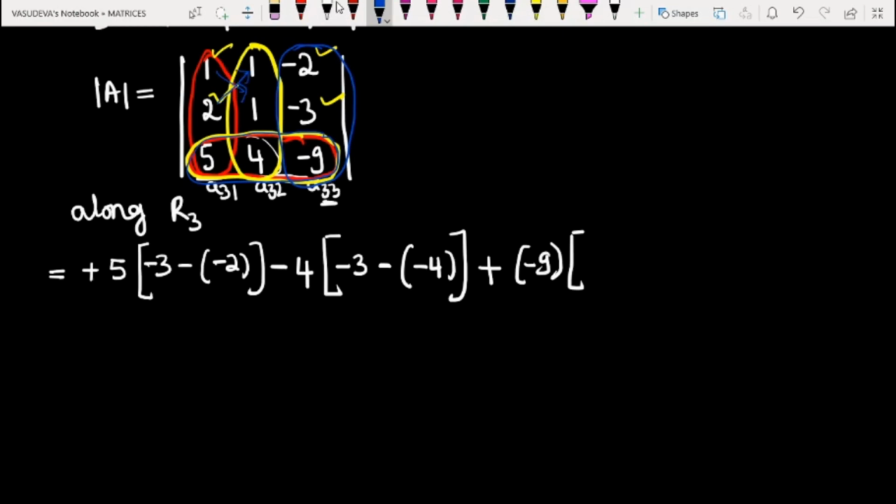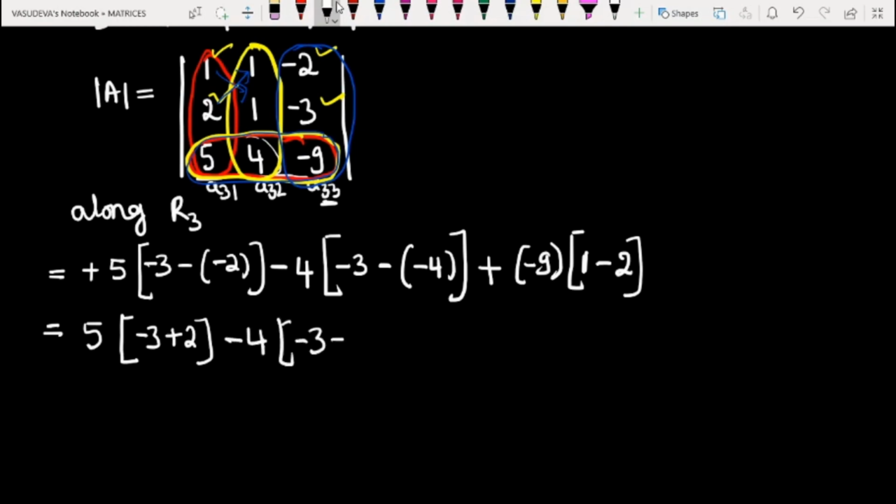So 1 into 1 is 1, minus 2 into 1 is 2. Expanding this and simplifying: 5 into minus 3 plus 2, minus 4 into minus 3 plus 4, and plus minus 9 into 1 minus 2 minus 1.